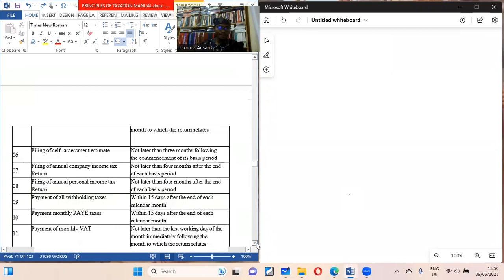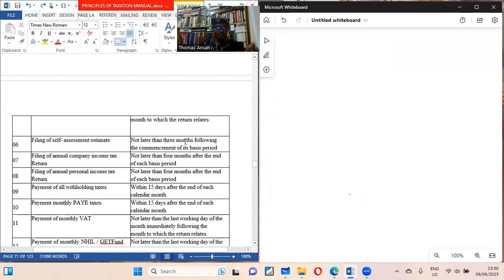All right. Self-assessment, not later than what? The fourth month. So it's self-estimate. So self-assessment estimate is not later than the third month, right? But the filing of your final account is when? Fourth month. So that is PIT. But self-assessment is not later than the third month ensuing the commencement of the basis period. So let's say we are in January 2023. By 31st March 2023, all self-assessment has been filed. All right, so that is that.